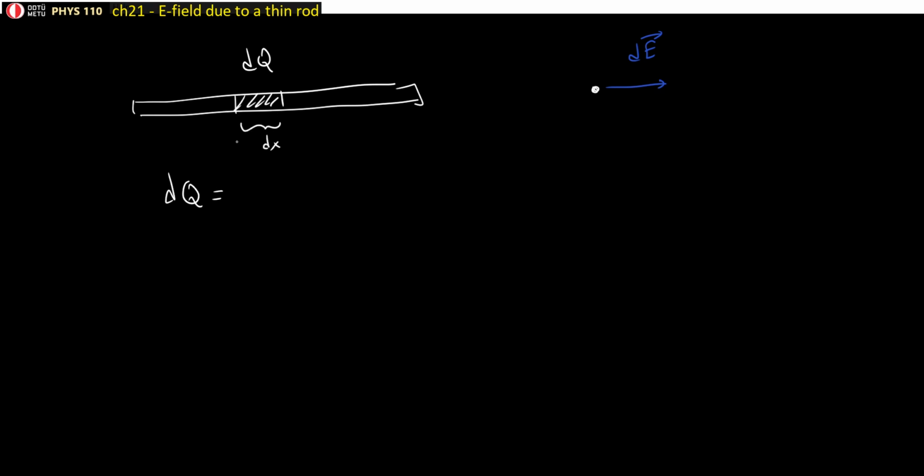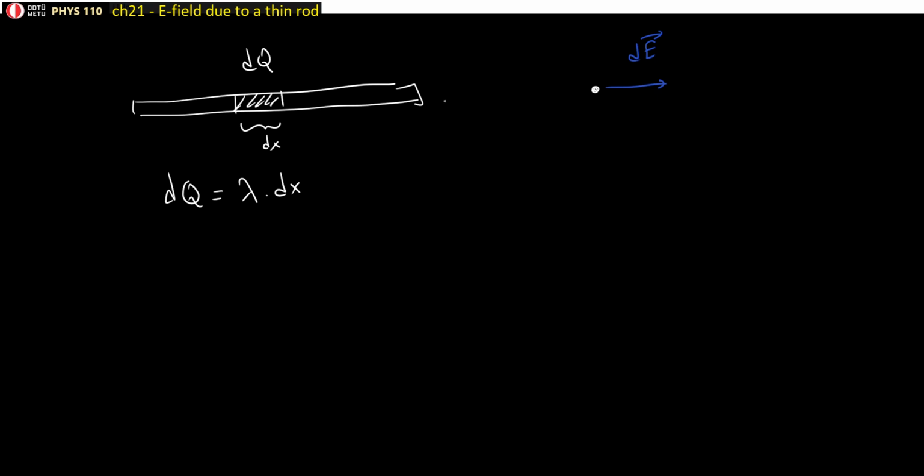Since the length of the segment is dx, I know that this is lambda times dx. I also know that lambda is q over L. So as a result, at the end, I'm going to replace lambda with q over L. But to make things simpler, I'm just going to use lambda in here and insert the value of lambda only at the very end.